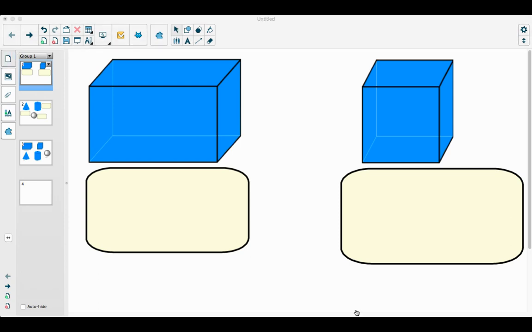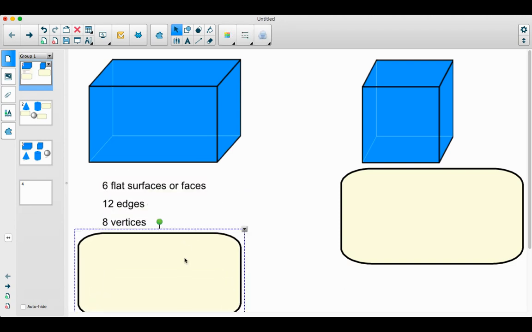In the last lesson, you talked about two-dimensional shapes. In this lesson, we're going to talk about three-dimensional shapes or solid figures. Here are two three-dimensional shapes. How are they the same? How are they different? This right here is a rectangular prism.